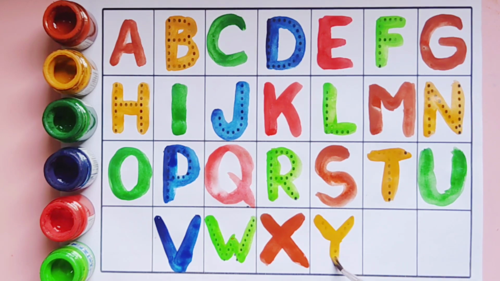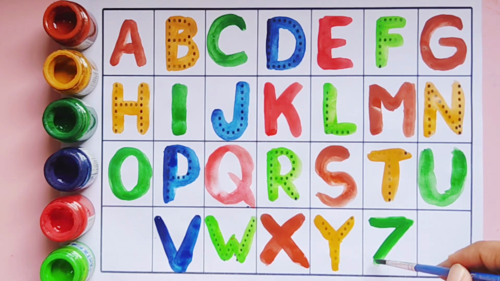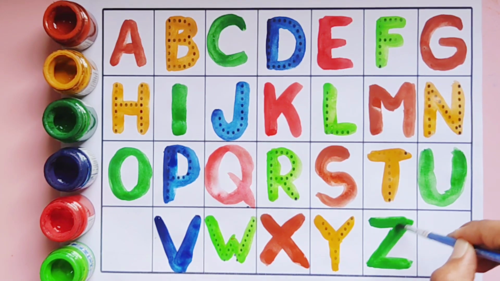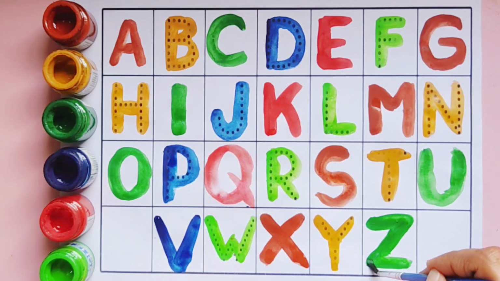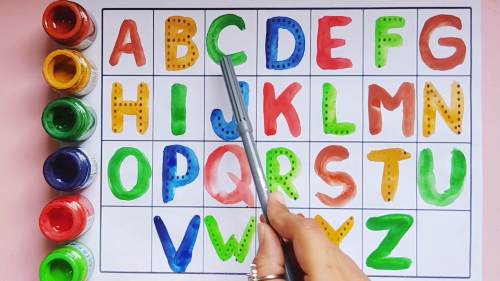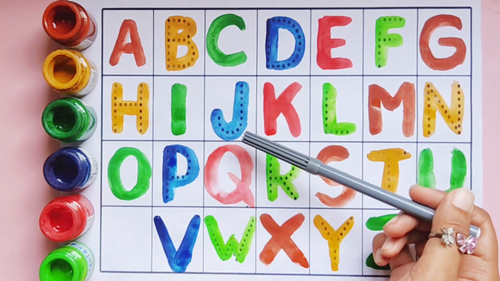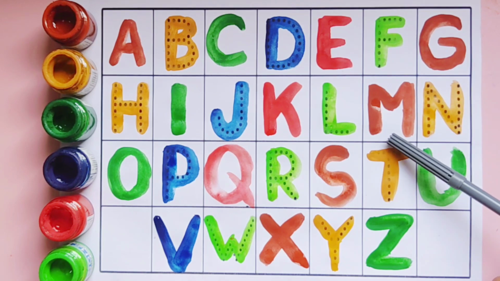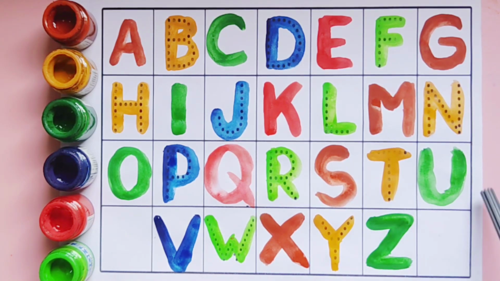Y for yo-yo. Z for zoo. A, B, C, D, E, F, G, H, I, J, K, L, M, N, O, P, Q, R, S, T, U, V, W, X, Y, Z.